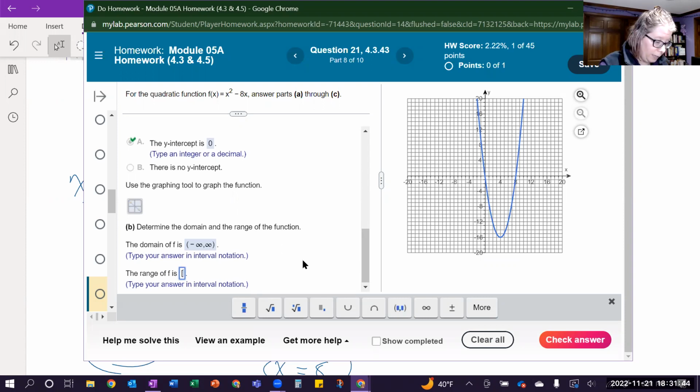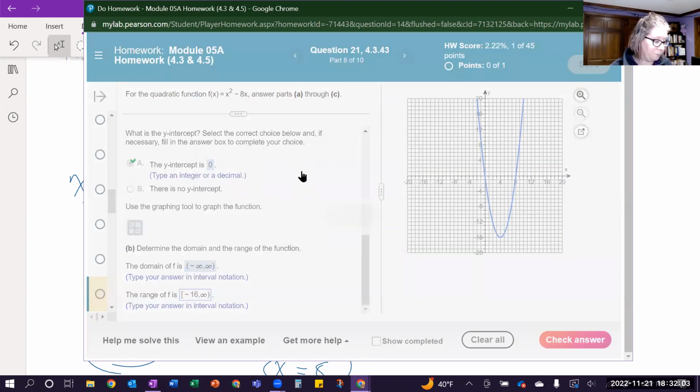So I have bracket -16, comma, and I'm just using my keyboard. I'm not using the little palette for what looks like an ordered pair because I don't want the parenthesis. And then I'm going to go to infinity, and then I'm going to close with a parenthesis that, again, I just did from my keyboard.